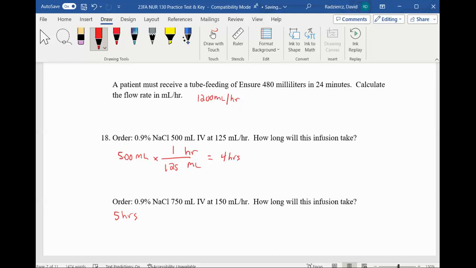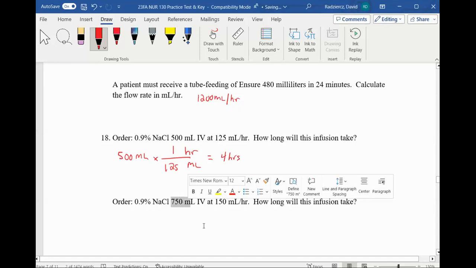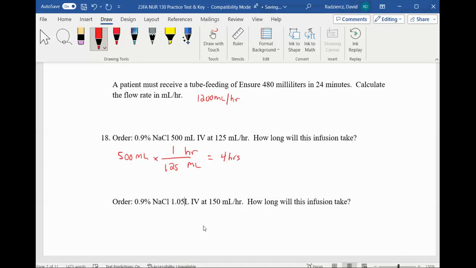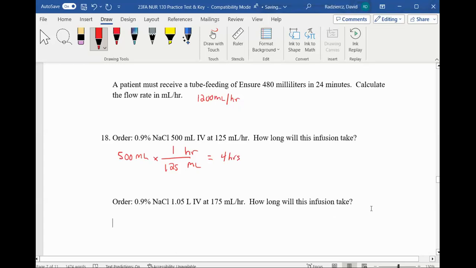So I'm going to give you another scenario, and this time we're going to change the variables up. Don't use 750 and 150 just yet. I'm also going to do this as liters. So let's say it's 1.05 liters, and it's infusing at 175 milliliters per hour. For your answer, I want it just in hours. So you might have a decimal answer. Just go ahead and give the decimal answer.